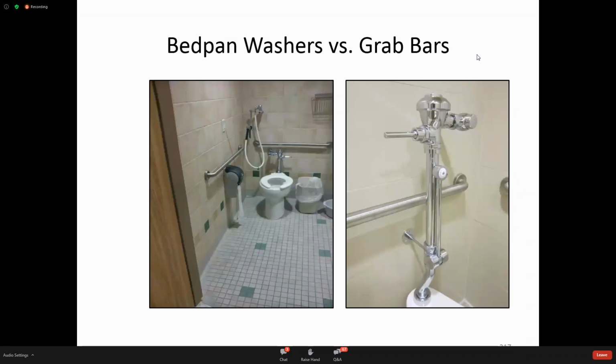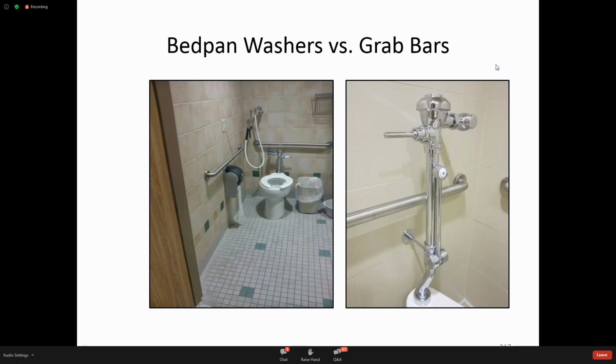Okay, bedpan washers versus grab bars. So this one comes up a lot. It might be of note to let you know, I've done this seminar prior with Glenn Gall from OshPod on a couple of occasions, and he's backed me up on this. He's got up on his soapbox to make the pitch.